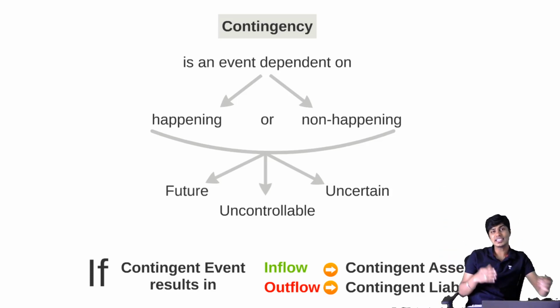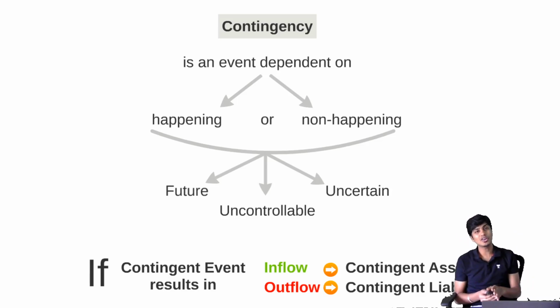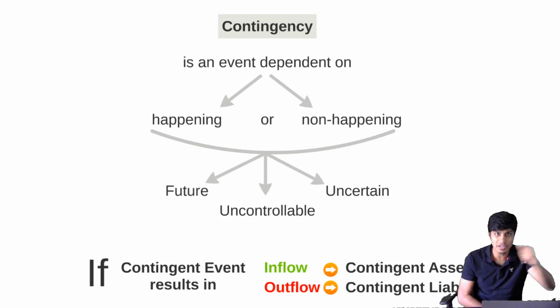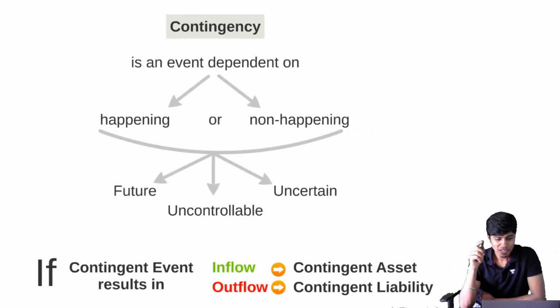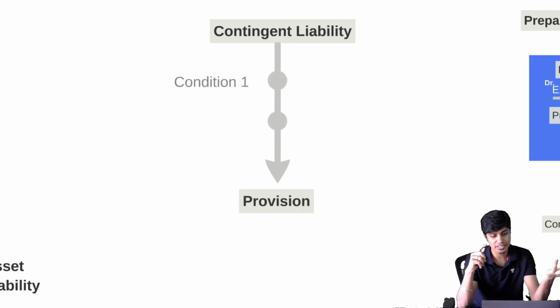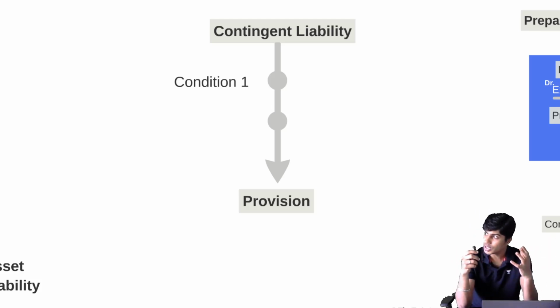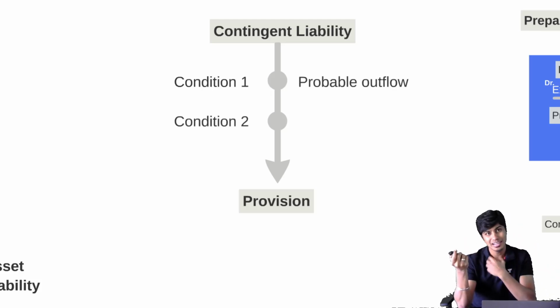So contingency is a possible obligation or a possible asset dependent on occurrence or non-occurrence of one or more future uncertain and uncontrollable activities. And a contingent liability will create a provision if it fulfills two conditions. Condition number one, there is a probable outflow. Now it looks very cloudy and it looks like it's going to rain. So probably I might have to pay you. So it will become my liability type.